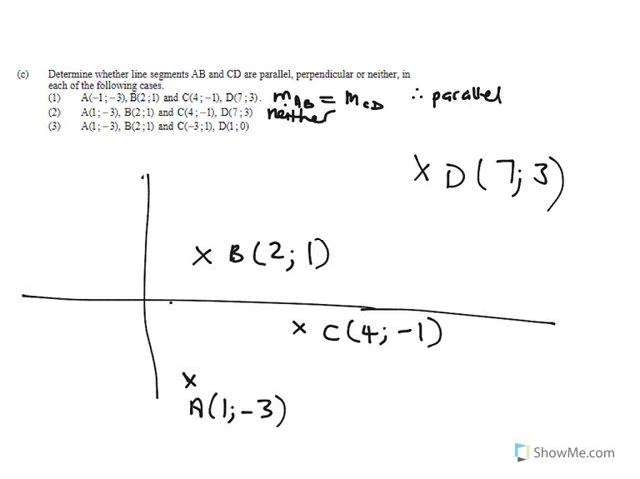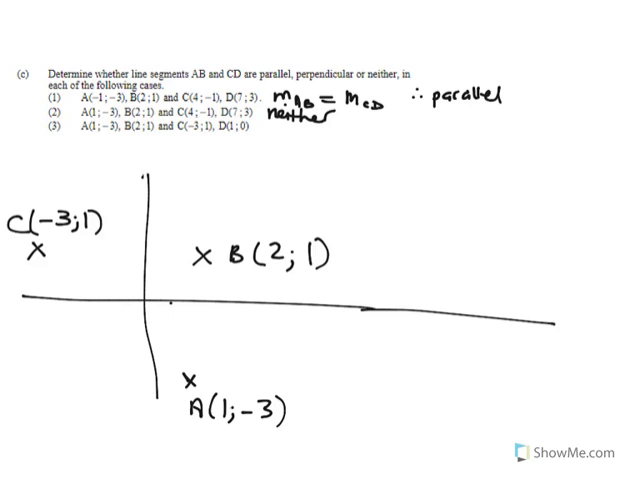Then the last one, we've got A in the same position, B in the same position. C is changing position. So C is no longer at (4, -1). It's now at (-3, 1). And D is also changing position. D is now at (1, 0).